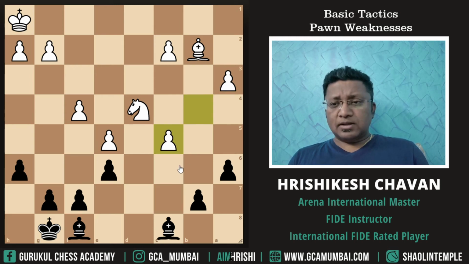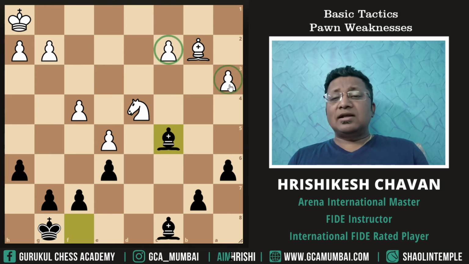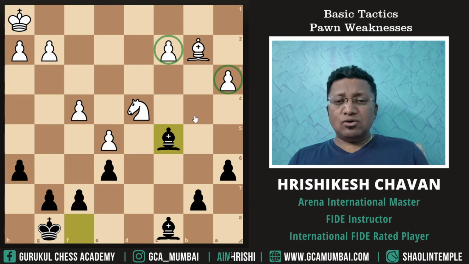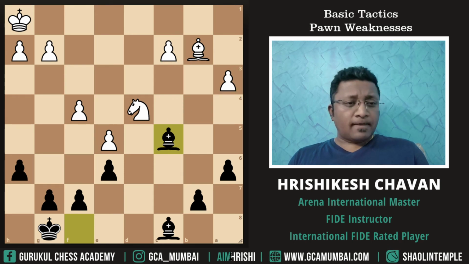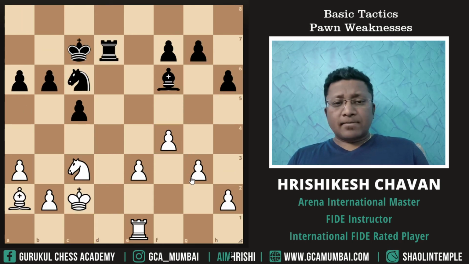So he is forced to play this, and after bishop into pawn, now you can see suddenly there are two isolated pawns in white's position, and later on white will have to do a lot of defending to cover up these weaknesses. Let's move ahead.